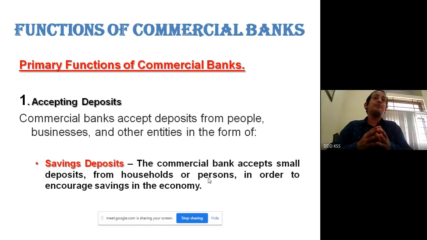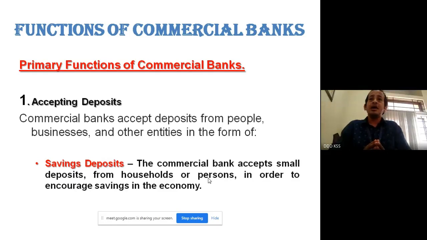Now, first we'll discuss the primary functions of the commercial bank. In the primary functions, first is accepting deposits, and second is advancing loans. Okay, these are the two types of primary functions commercial bank performs. Now, in the accepting deposit also, there are three types. Among these three types, first is savings deposits.